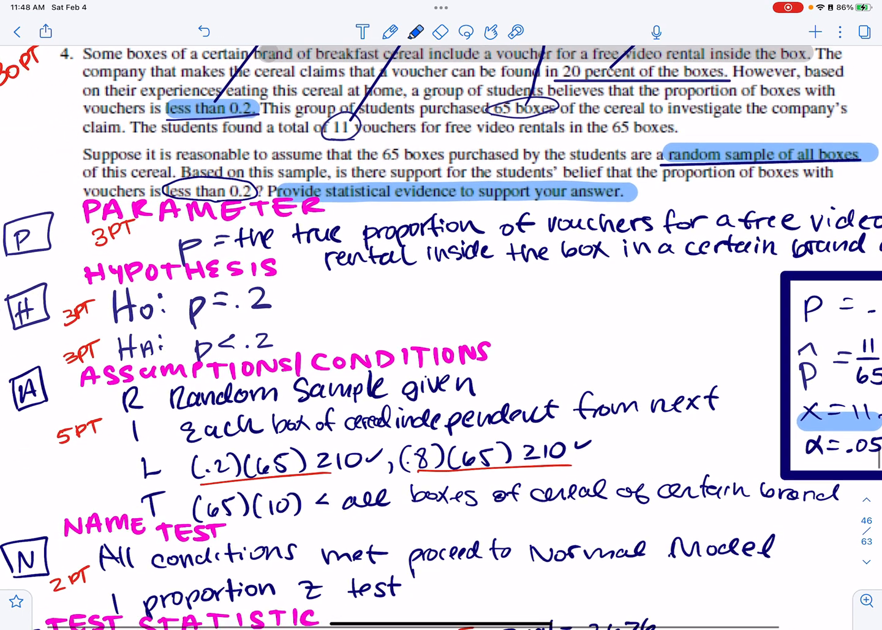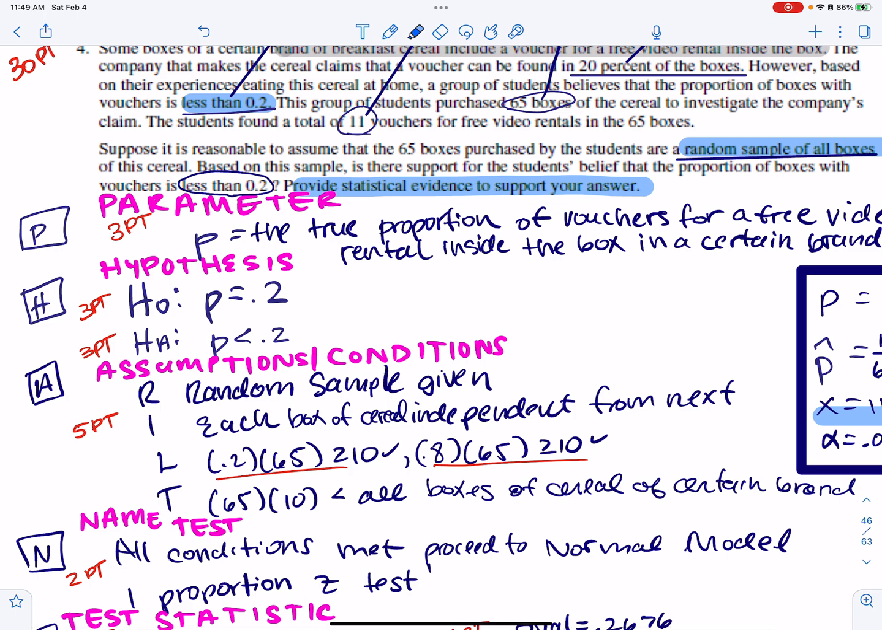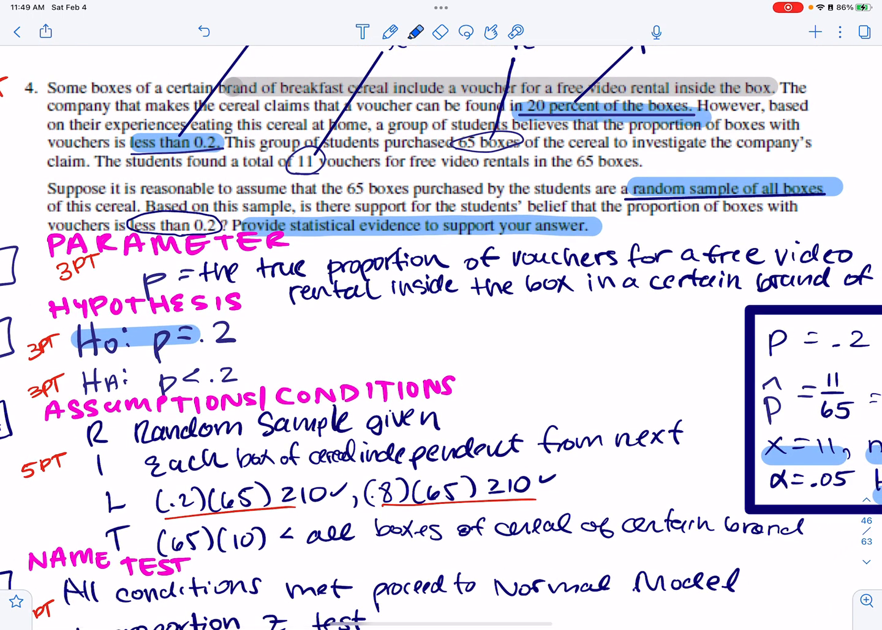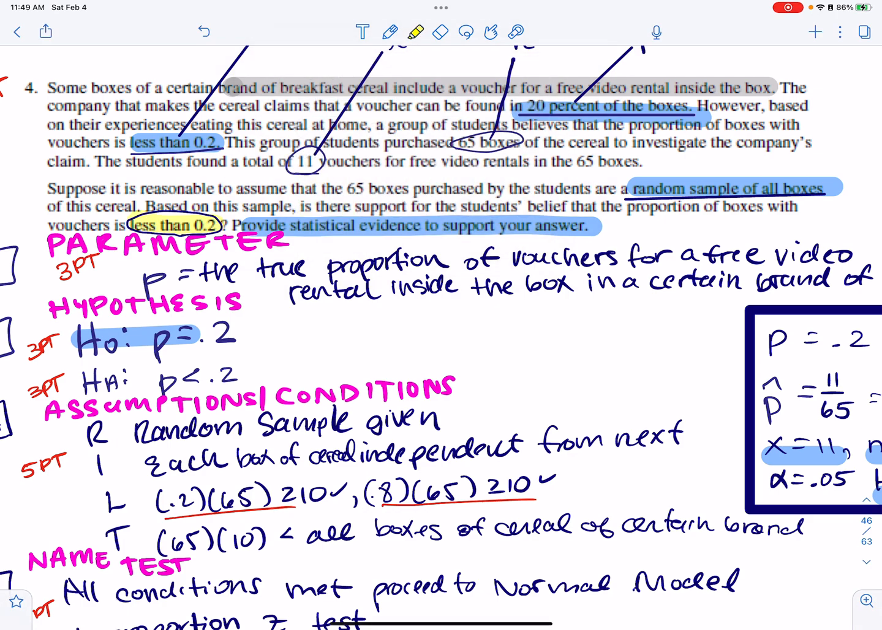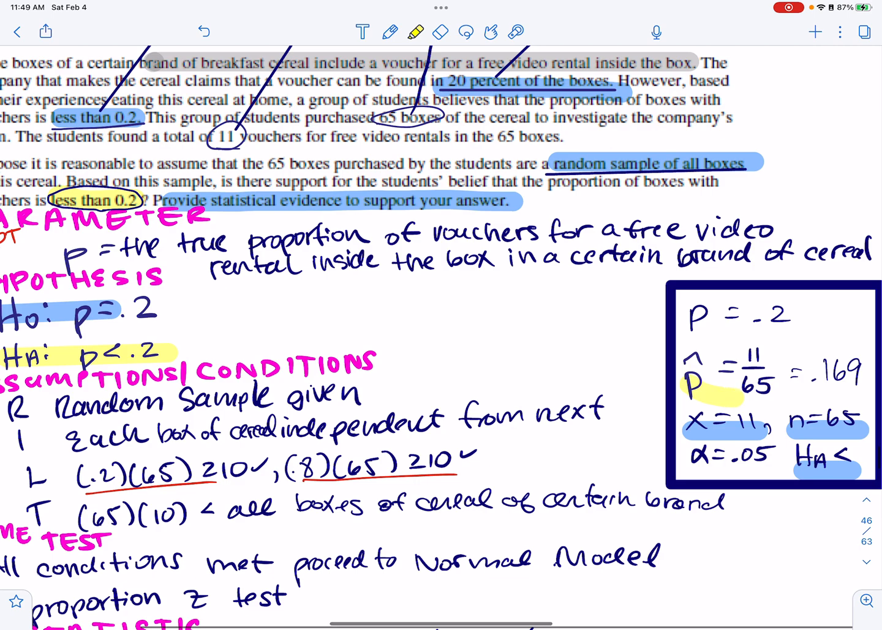Okay, so my hypothesis, my H0 is P is equal to 0.2. Your H0 is always P equals. And then 0.2 is what is believed to be true historically of the boxes of cereal. That's what they set their machines to do, is to put it into 20%. And then my HA, or my alternative hypothesis, is what I'm trying to show, what the students believe to be true. So the students believe that it's less than 20%. And it's always compared to the 20%. You don't put your actual value. That's your p hat, and that comes in later.